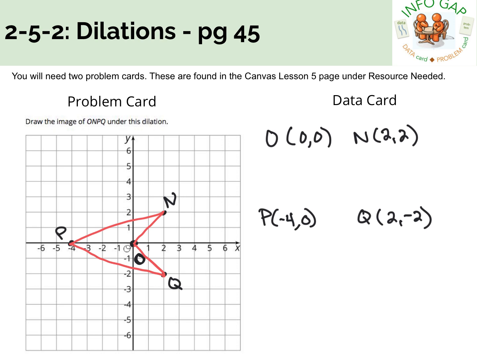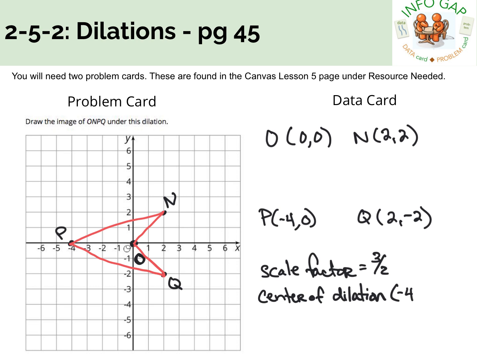You're like, but Miss Marion, we need a scale factor. Our scale factor is going to be 3/2. Okay, but remember, you need a center point of dilation. This is going to be different. A center point of dilation, you should be writing this on your page also, is -4, 0. So that is our center point of dilation. Our center point of dilation is actually P.